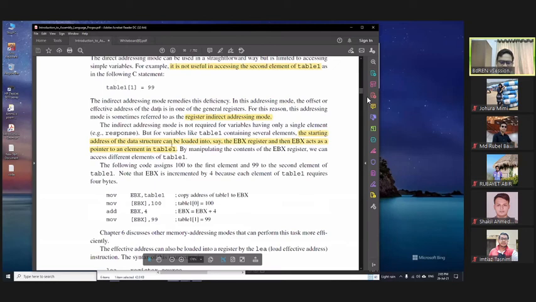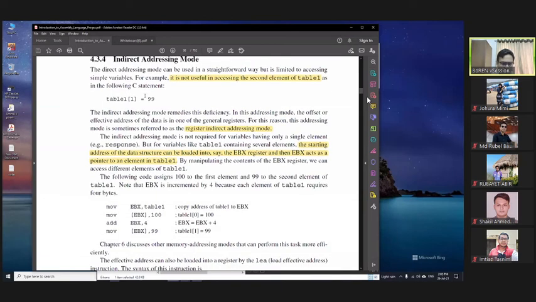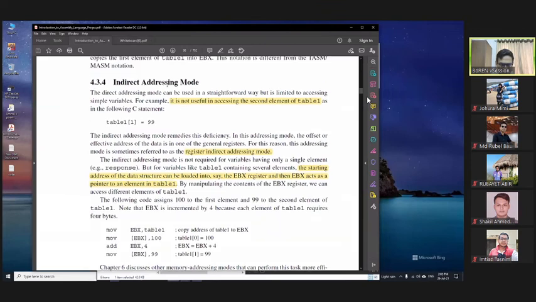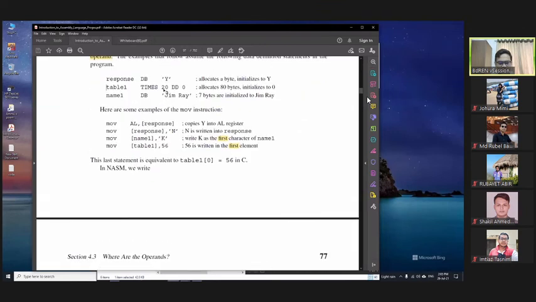For example, we have defined this array to have 20 values, and each value is of which type? D type. D type is double word type, right? Whenever we have a word here, it is 4 bytes long. For example, 3.